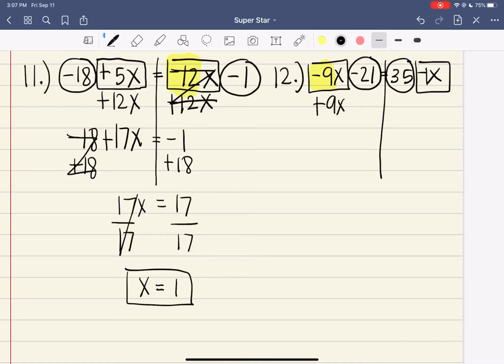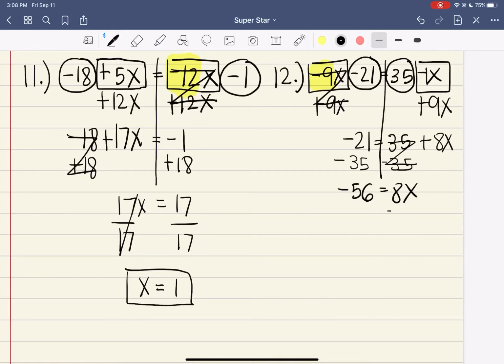So plus 9x to each side. This will become 0. We'll be left with negative 21 equals 35, and negative 1 plus 9 is going to be plus 8x. And then we're going to move the constant that's on the same side as the variable, since we have constants on both sides. So we're going to have to subtract 35 from both sides, get our 0. So negative 21 minus 35, we're going to have a negative 56 equals 8x.